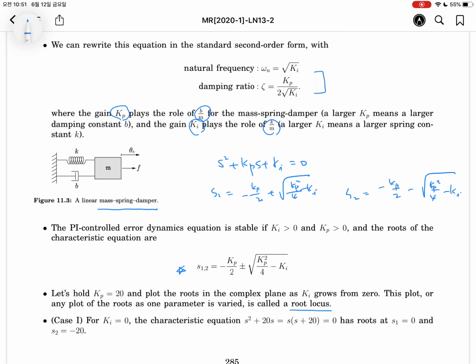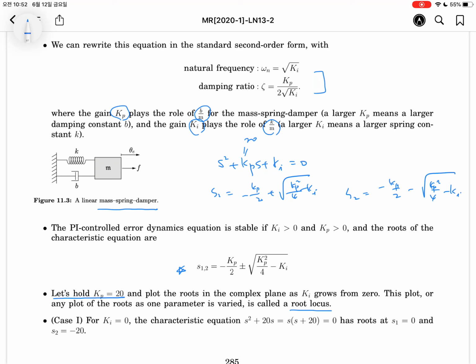Maybe if you have studied control systems, in the beginning part, the root locus was suggested, how to draw it and how to analyze it. Anyway, it has two variables, so we will determine Kp as 20. Let's hold Kp at 20, and then plot the root locus as Ki varies.